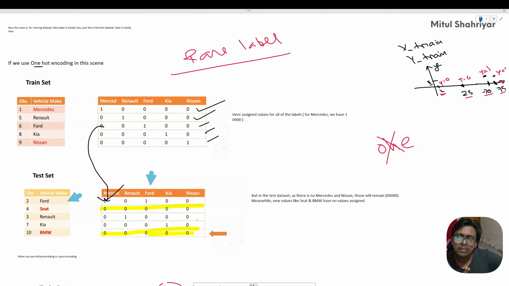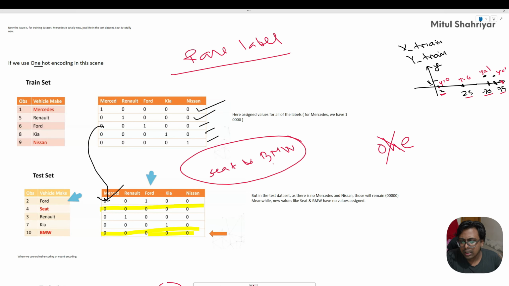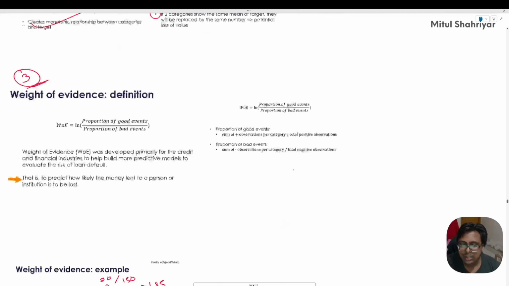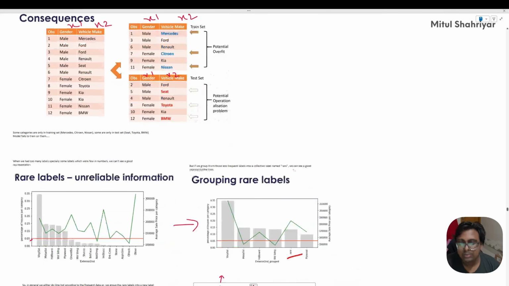Okay. Now using one-hot encoder, you are also seeing a technique that if there is any new thing that comes up, you set it to 0000 or something, whatever it is. Obviously all 0. So you're basically in a way grouping them, right? So seat and BMW have been grouped and they have been assigned 0, 0, 0, 0, 0. That's it. So you can group them using one-hot encoding. That's what has been said. Earlier, we have shown you that, okay, that's an issue, obviously. But this totally depends on the scenario, okay?